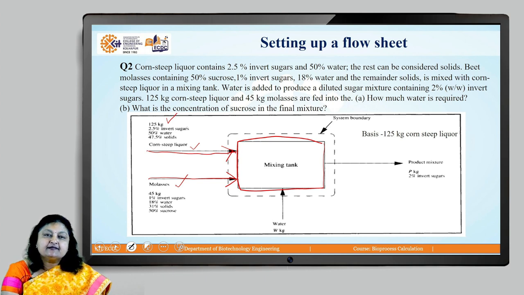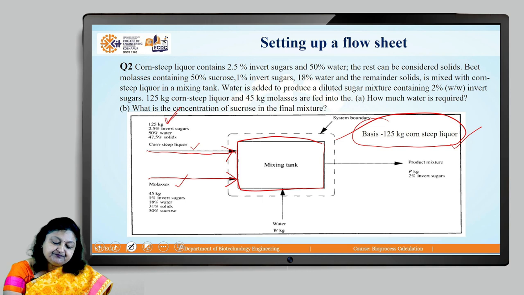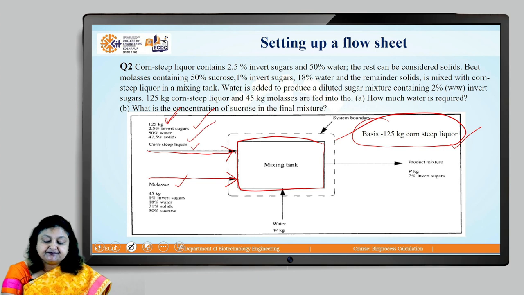So before drawing this flow sheet, when you first understand, it is important to understand the problem. At that time it is necessary to define the basis for the problem. Basis can be selected from the input and output quantities. Here we consider 125 kg Constip liquor as the basis for this problem. So here you write 125 kg, then the composition 2.5 percent invert sugar, 50% water and 47.5% solids. Constip liquor contains 2.5% invert sugar, 50% water and 47.5% solids.